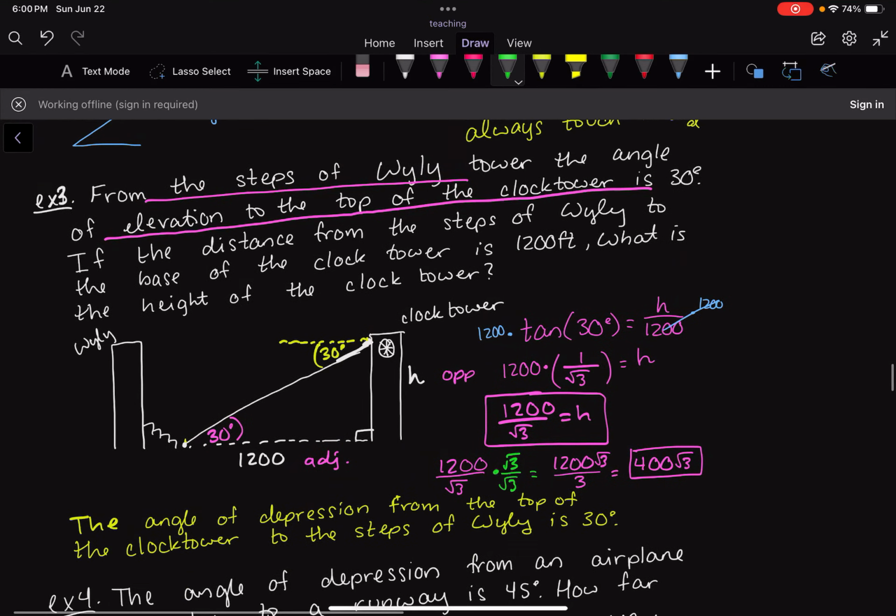Same idea with example 3. Sometimes I'll get people plugging this into the calculator. You will lose credit for that because tangent 30, we know what it is. So make sure that on your test, you always leave things with exact answers. Really, you shouldn't use decimals for anything because in the directions it says no decimals, leave your answers exact, which means with fractions or square roots. So I hope that makes sense, and I hope y'all don't make that mistake. But it is a pretty common one that I'll see.